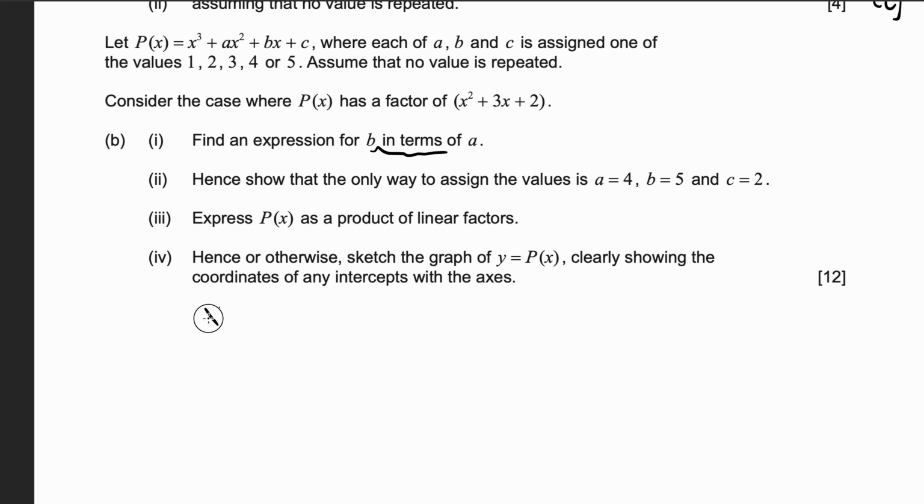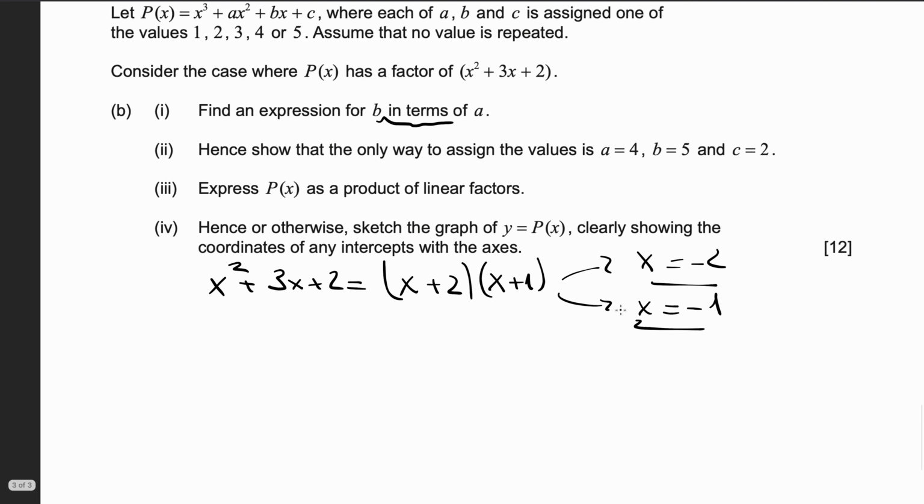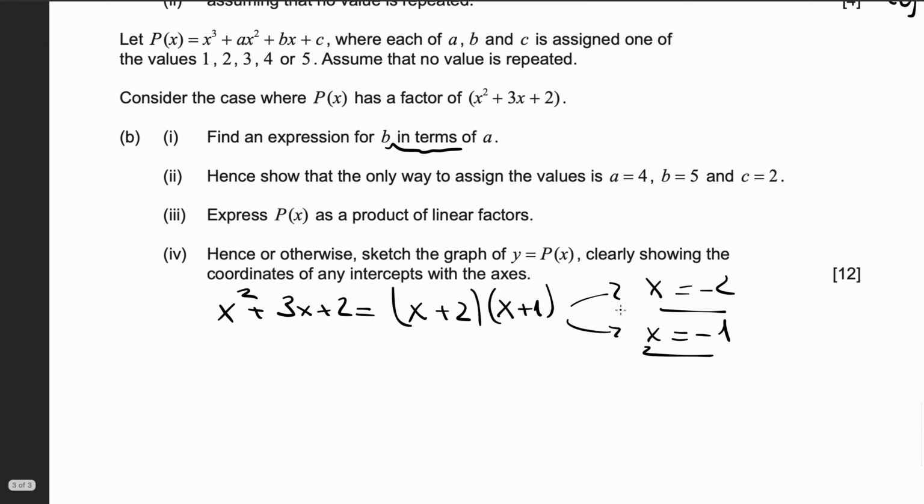So let's go ahead and first factorize this x squared plus 3x plus 2. It's going to be x plus 2 times x plus 1. So possible roots are x equal to -2 or x equal to -1. I'm going to substitute each of these into p of x.